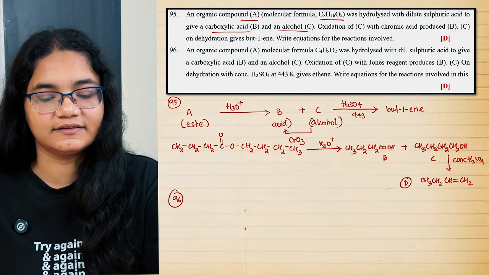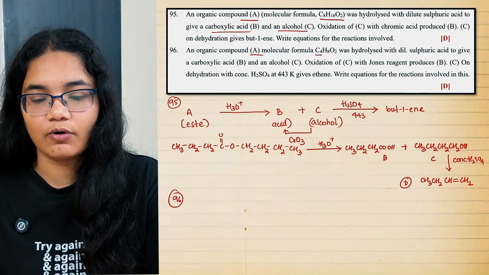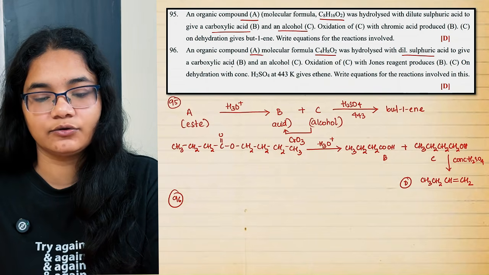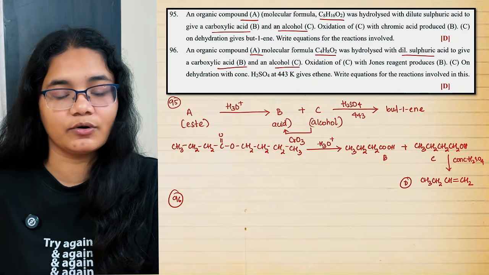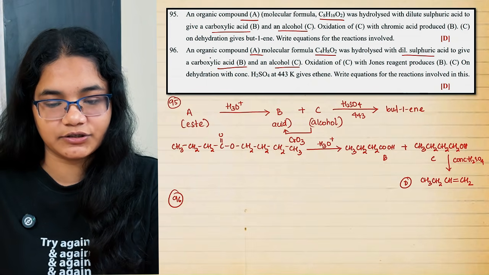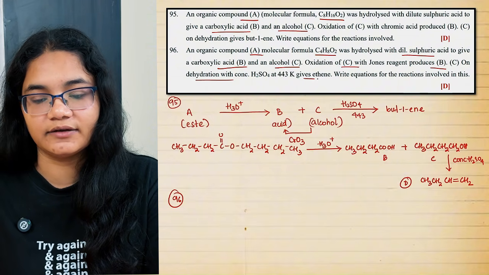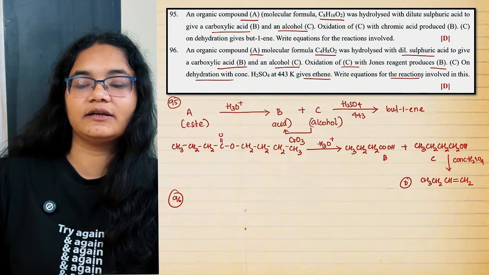Question number 96 now. So an organic compound A with molecular formula C4H8O2 was hydrolyzed with dilute sulfuric acid to give a carboxylic acid B and alcohol C. This is similar to the question number 95. Now oxidation of C gives you B, C on dehydration gives you ethene. Write the equations or the reactions involved.